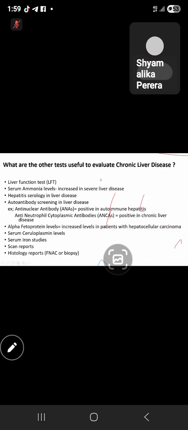Other than these liver function tests, this is the list of tests useful to evaluate chronic liver diseases, like serum ammonia level, because in hepatocytes ammonia is converted into urea and excreted through your kidney. So if your liver cells get damaged, ammonia accumulates in your body. If you are suspecting chronic liver disease, it's better to check your ammonia levels too.